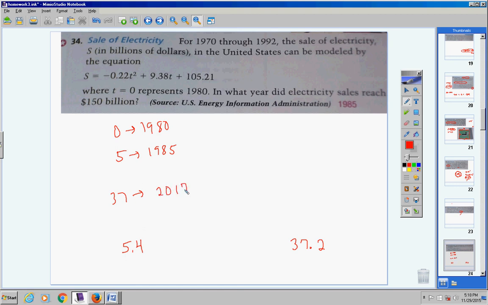Okay, so I mean, look, this model is only good from 70 to 92, 1970 to 1992, so this answer here is not going to work. It's not going to help us. However, this answer here falls right in the region that this formula, this model is used for. So our answer is 1985. That is the year that electricity sales reached $150 billion.